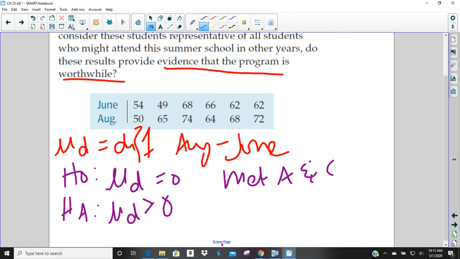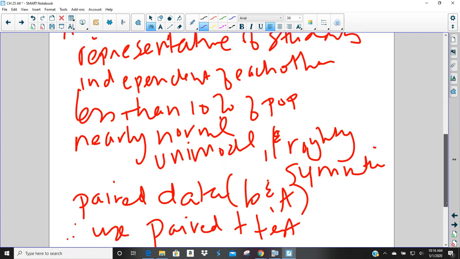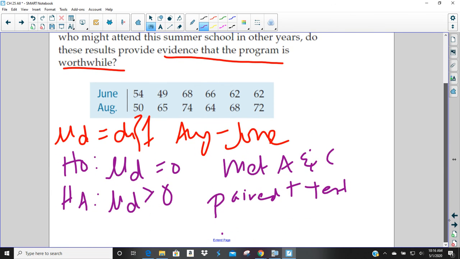So what we're going to do now to show evidence is a test, we're going to do a paired t-test. Did I call it a paired t-interval? I feel like I called it a test. This should be interval right there. Sorry. Hopefully you guys were following along and realized that. Okay, paired t-test.